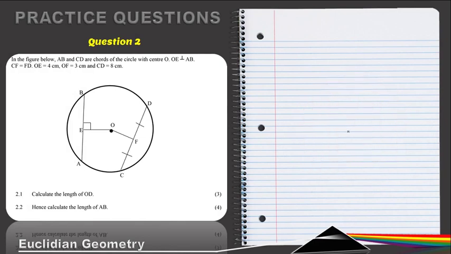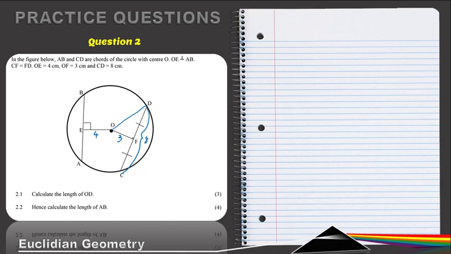So question 2, in the figure below, AB and CD are chords of the circle with center O, and then OE is perpendicular to AB. CF is equal to FD, OE is equal to 4, and OF is equal to 3, and then CD is equal to 8. Okay, so calculate the length of OD, so we want to get this length.